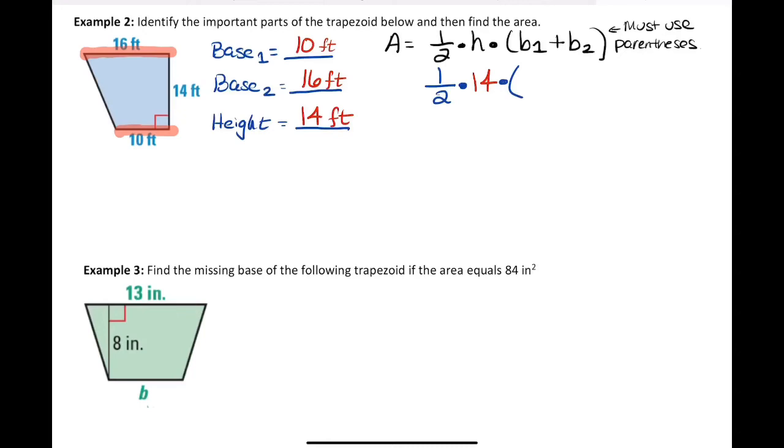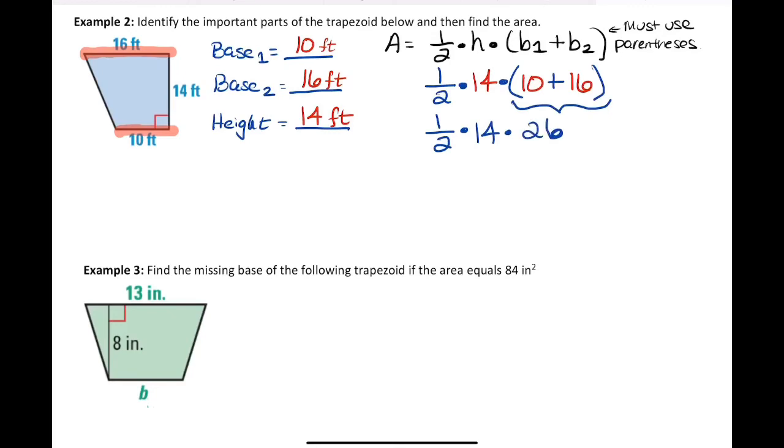Now base 1 is 10, and base 2 is 16. And just like we did in the last one, let's go through this using good old-fashioned order of operations and solve it that way. So parentheses come first. 1/2, I'm going to drop that down. 14 is not affected. 10 plus 16 is 26. All right, and then just solve it left to right here.